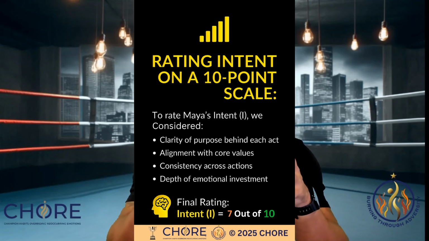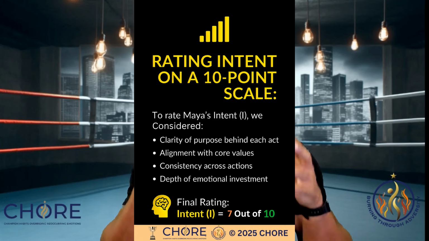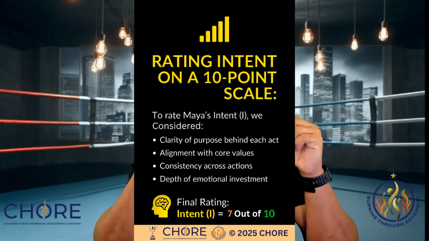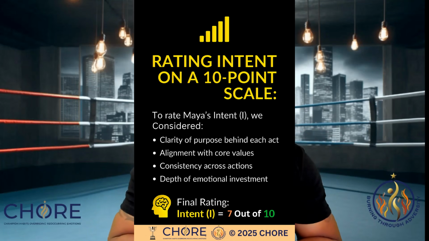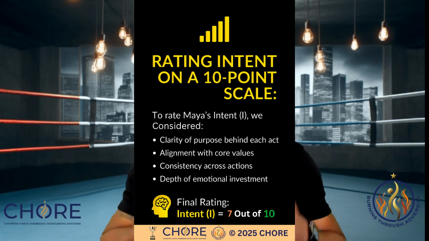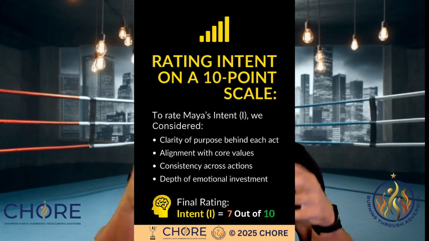And now just going into summary, like I said, we're going to be efficient. We're already going a little bit over on the timing, but don't worry about that. We're wrapping it up. We're in the final area, but when we're looking at this, we're looking at how did we look at Maya's intent and what did we consider? We considered clarity of purpose behind the acts, and most definitely the alignment with the core values, the consistency across the actions, and we talked about the depth of emotional investment, right? How is it impacting? Who is it impacting? How many is it impacting? And that gives us our final rating for intent, for I, a 7 out of 10.